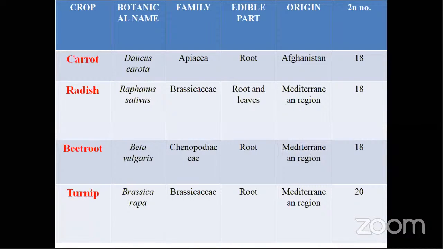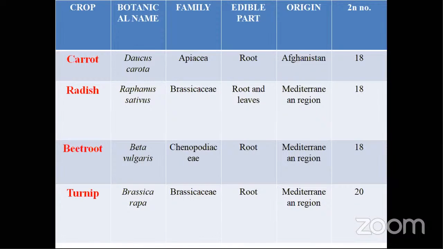Because here you can see carrot, radish, beetroot all have 18 as the chromosome number. Only turnip varies, and generally we don't grow turnip also, so 2 extra you can remember, like 20. And carrot is from Afghanistan, radish is Mediterranean, and beetroot and turnip are also the same. So you can see more similarities if you read group wise.